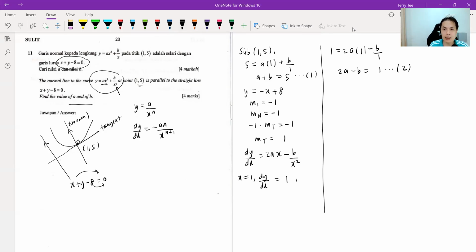Okay, I've got two equations now. Equation 1, a plus b is 5. Equation 2, 2a minus b is 1. Now let's take equation 1, add equation 2. So 2a plus 1a is 3a. B minus b disappear. No more b. 5 plus 1 is 6. A is 2. Then you sub inside equation 1. Your a is 2. Your b is now, bring over, b is 3.